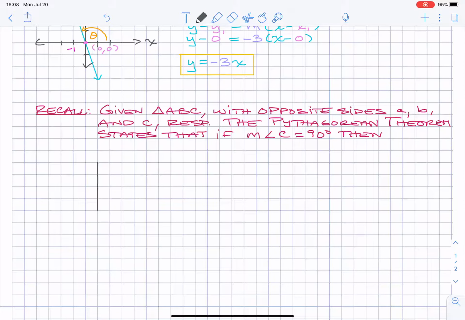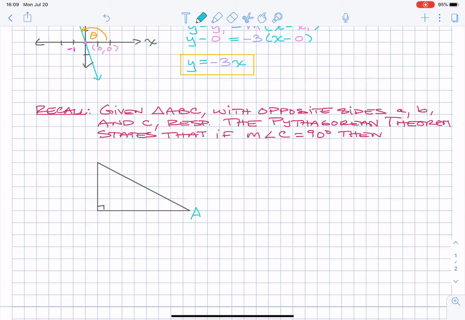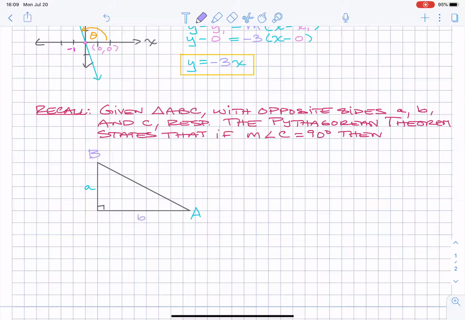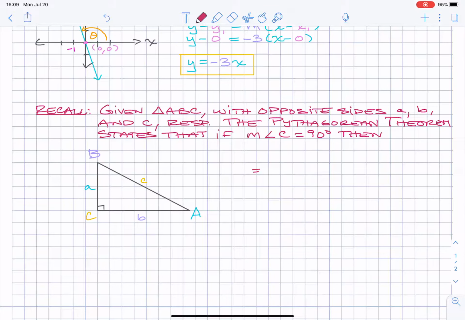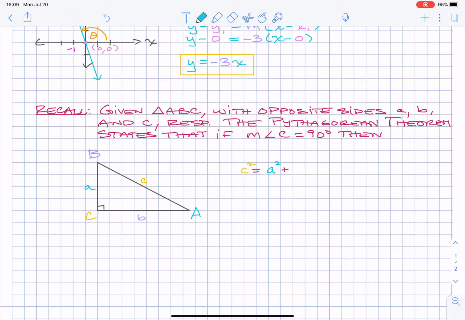So triangle ABC. We want the measure of angle C to be 90 degrees, so we'll put the symbol for 90. So let's have vertex A with opposite side little a, vertex B with opposite side little b, and vertex C with opposite side the hypotenuse little c. So the Pythagorean theorem states that c squared will be equal to a squared plus b squared, right? So we have c squared is little a squared plus little b squared. That is the Pythagorean theorem. So hopefully everybody's comfortable with that.